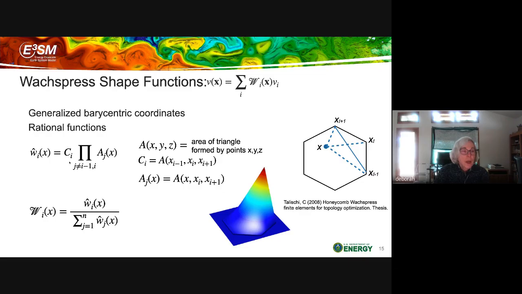And so the basis function itself is a rational function. And you can see it's normalized by the sum of the basis functions at the points. So the basis functions sum to 1. And each one of these components here is this product of these triangle areas.